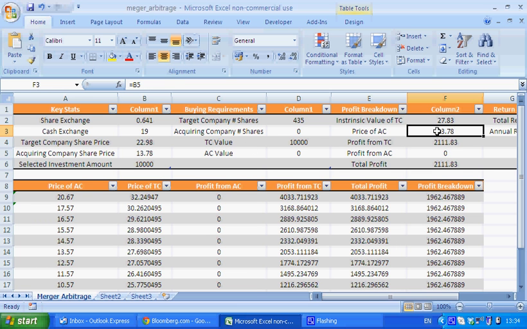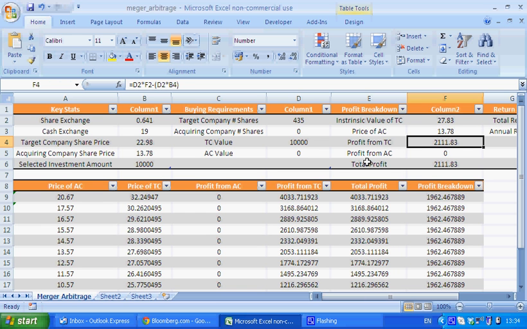So here's just the current price. And here's the profit that you're going to be earning, because this is the future intrinsic value. So when the deal actually goes through, this is the price you're going to be receiving. So I think this is the future price. I've left this as just the current price, just assuming that it stays level until the deal goes through.